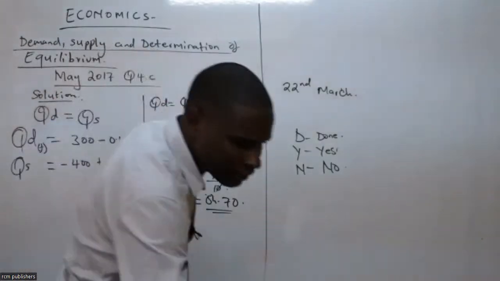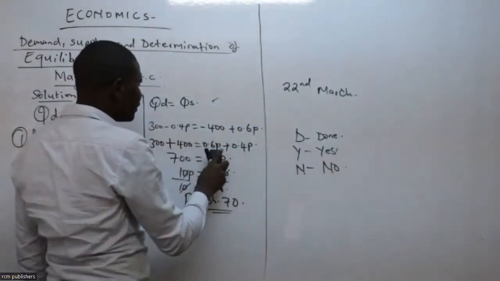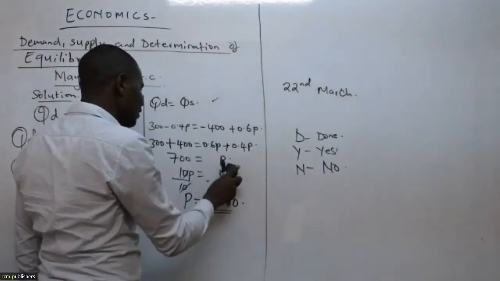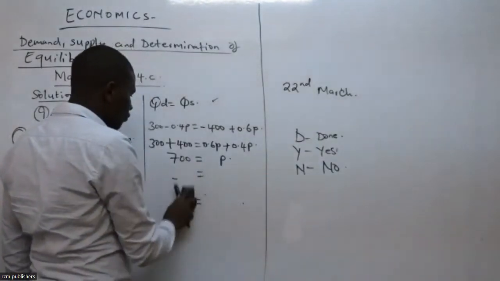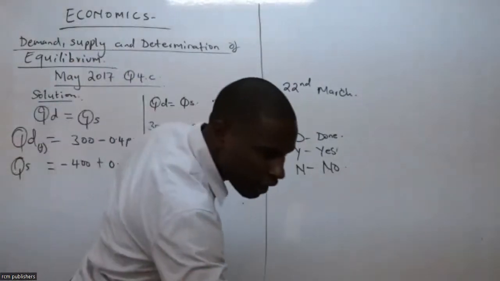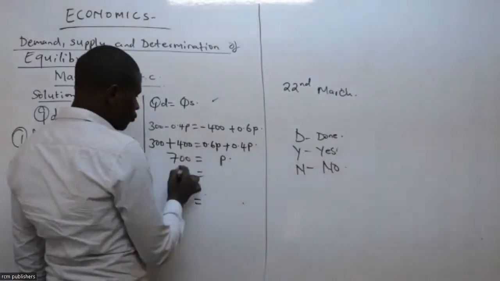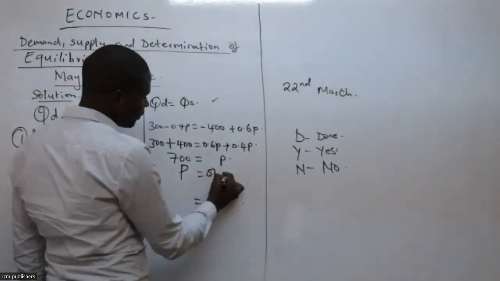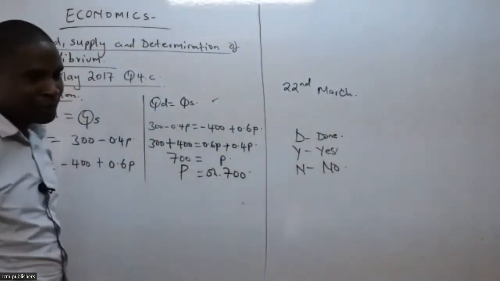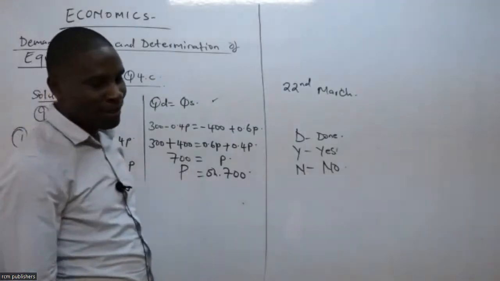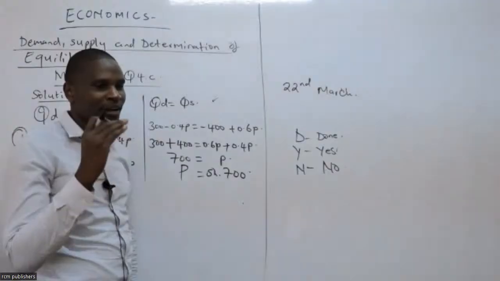0.6 plus 0.4. It will not be 70. It is not 10. Can you go back here? So it will be 700 is equal to p. So our p is equal to 700 shillings. Asante. Yes. Our p is 700 shillings.